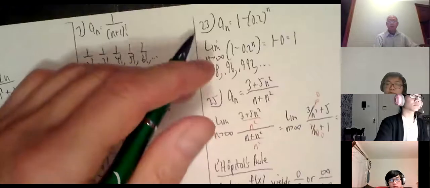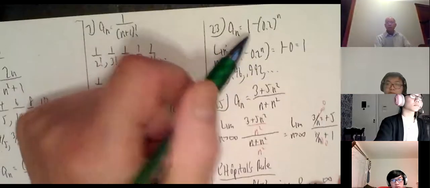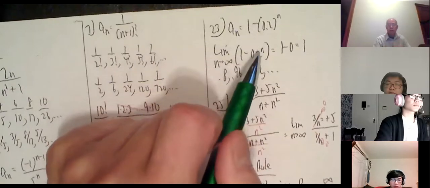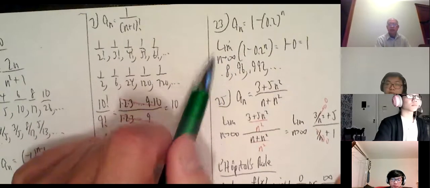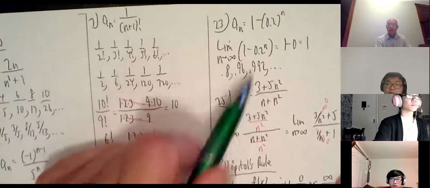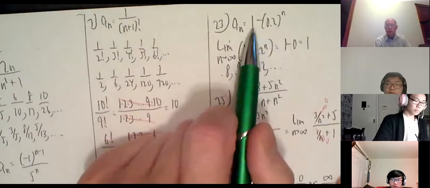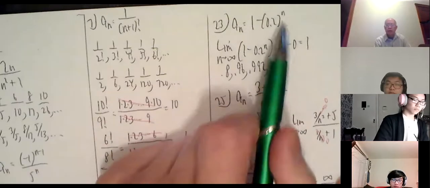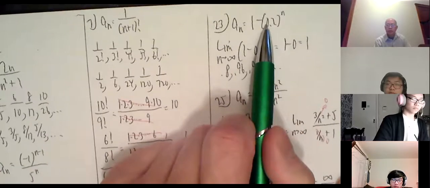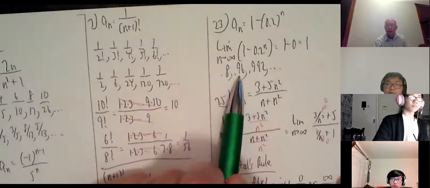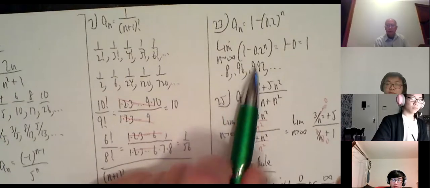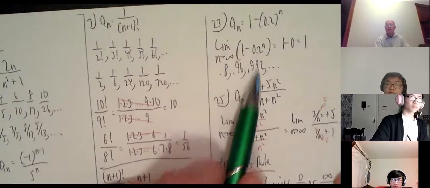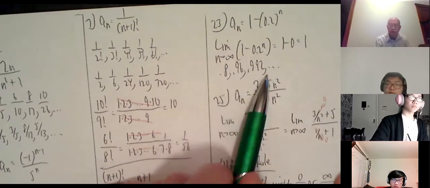Okay, so does the sequence converge or diverge? a sub n is 1 minus 0.2 to the n power. So I'm basically finding the limit as n approaches infinity. If I plug in 1, I get 1 minus 0.2, which is 0.8. If I plug in 2, I have 1 minus 0.2 squared, that's 0.96. If I plug in 3, it's 1 minus 0.2 cubed, which is 0.992. And you can kind of tell right away this is approaching 1.